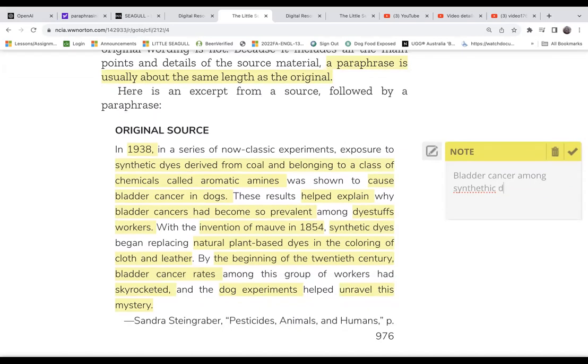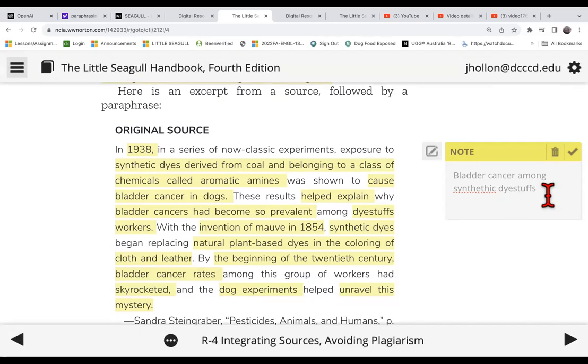Dye stuff, because remember, up to that point they had been using natural color, like I guess ink from octopus or octopi, or I don't know, but it was more natural, not synthetic. Bladder cancers among workers skyrocketed. I want to see if by 1900s. Okay, I do want to say that.